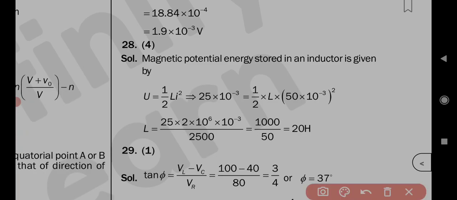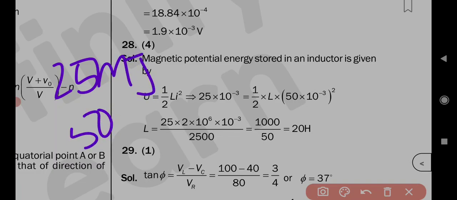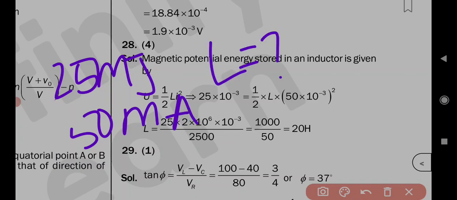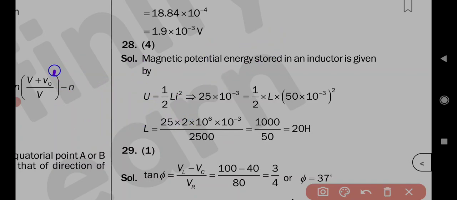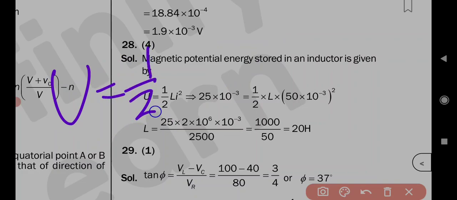Okay, let's see another thing. The magnetic potential energy stored in a certain inductor is 25 millijoules when the current in the inductor is 50 milliampere. What is the inductance? So guys, for this question you need to know that energy stored is half L i square.